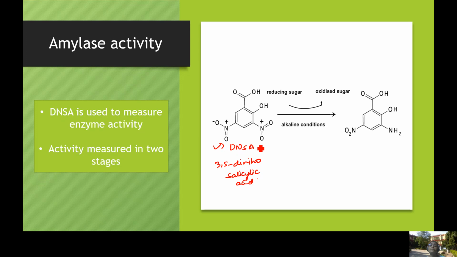This 3,5-dinitrosalicylic acid is actually an oxidizing agent. So it oxidizes your maltose, which is a reducing sugar, to maltobionic acid. Recollect, in the theory class I have given you the structure of maltobionic acid, and it is itself reduced to 3-amino-5-nitrosalicylic acid.